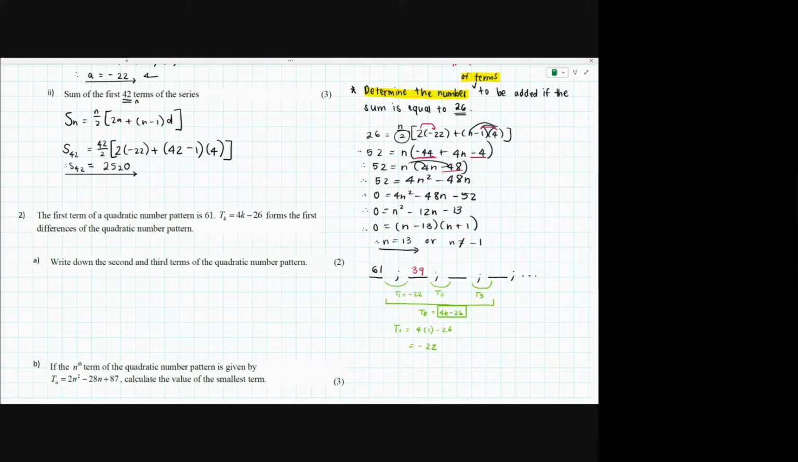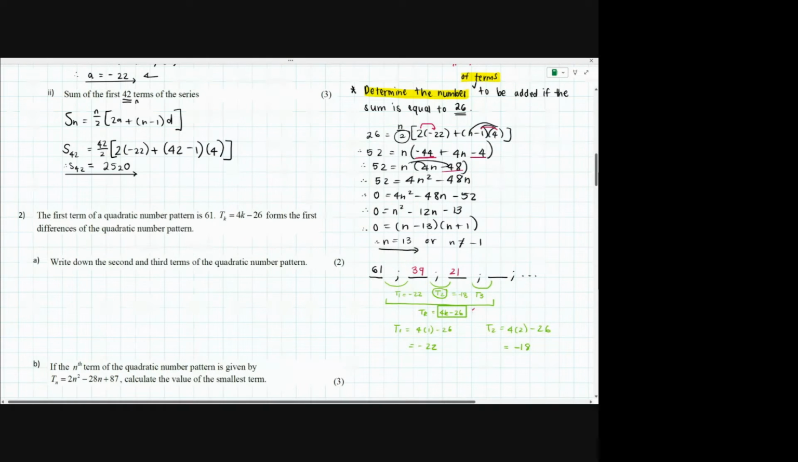Then I go and substitute in for term 2. Term 2 is equal to 4 times 2 minus 26, which is 8 minus 26, which gives me negative 18. So this is telling me that I must subtract 18 now. 39 minus 18 is 21. And so I get my third term.